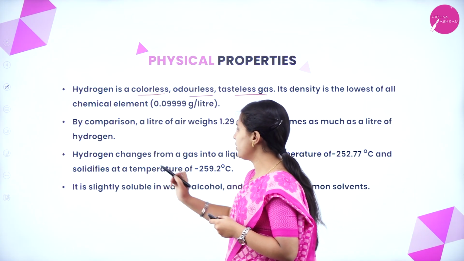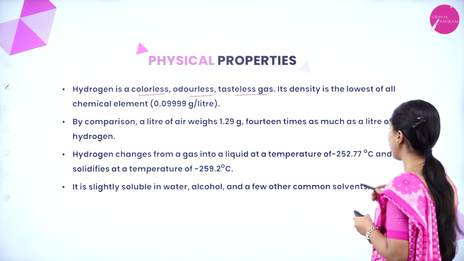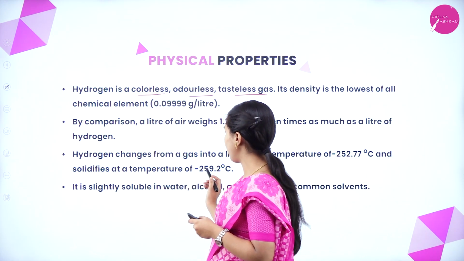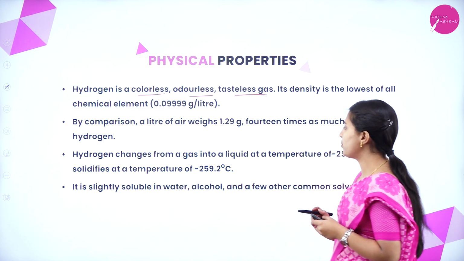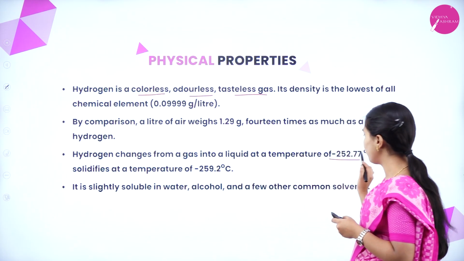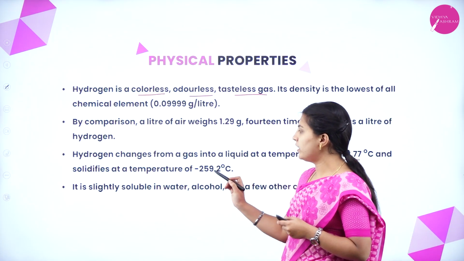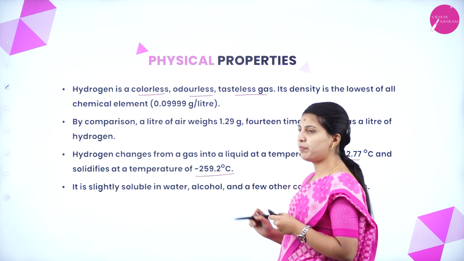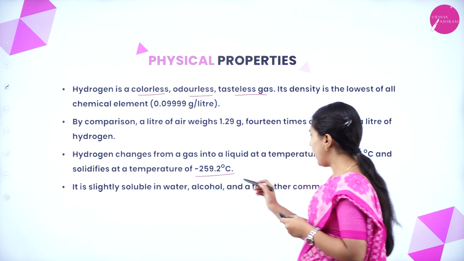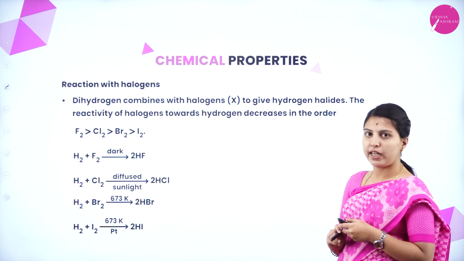Hydrogen changes from a gas into a liquid at a temperature of minus 252.77 degrees Celsius and solidifies at a temperature of minus 259.2 degrees Celsius. It is slightly soluble in water, alcohol and a few other common solvents. Next, chemical properties of dihydrogen.